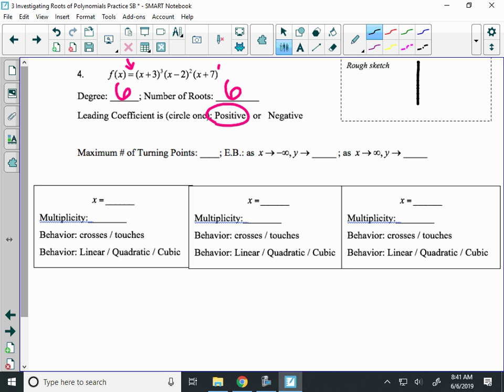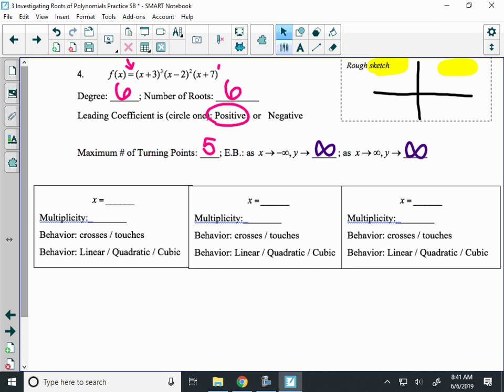So when I make my sketch here, both arrows are going to be starting up high, which means I'm going to skip to end behavior. Both arrows are going to be going to infinity because it's even degree, positive leading coefficient. Maximum number of turns, if I have degree 6, is going to be 5. That's the most times that it could turn direction.